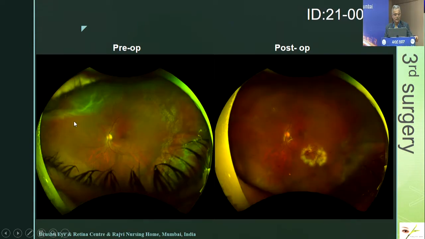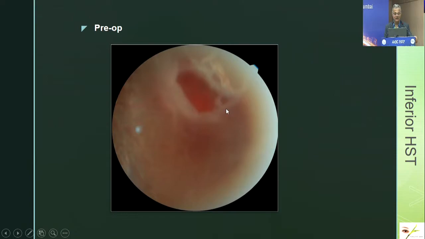But probably in 2 weeks' time he had another horseshoe tear superiorly. This was a patient with RK, and I had already done 2 surgeries, so I did vitrectomy and silicone oil injection, and the retina has remained attached. So this is how this patient went.